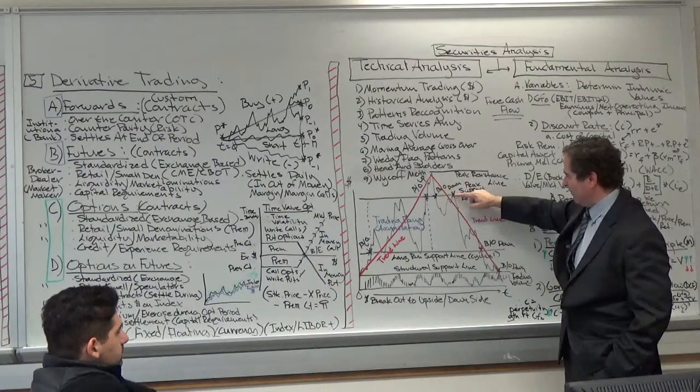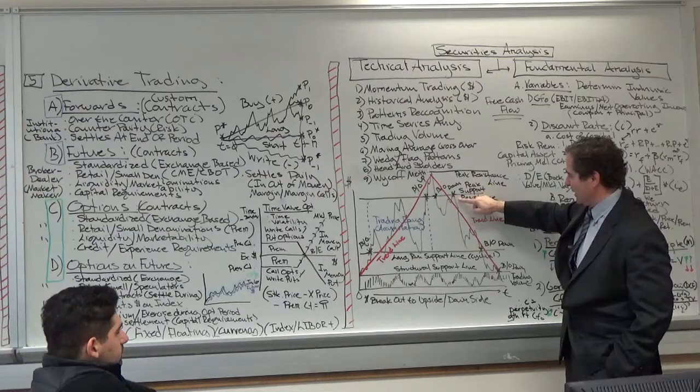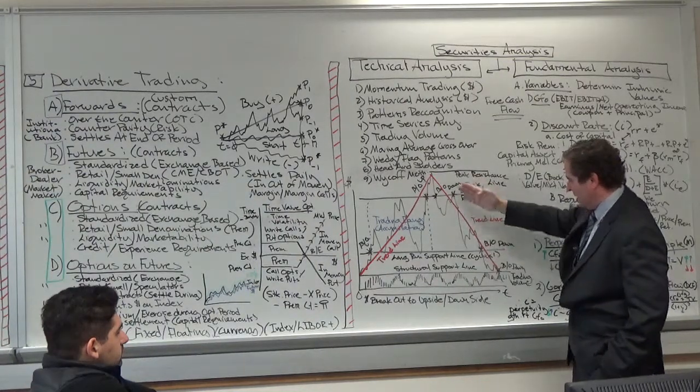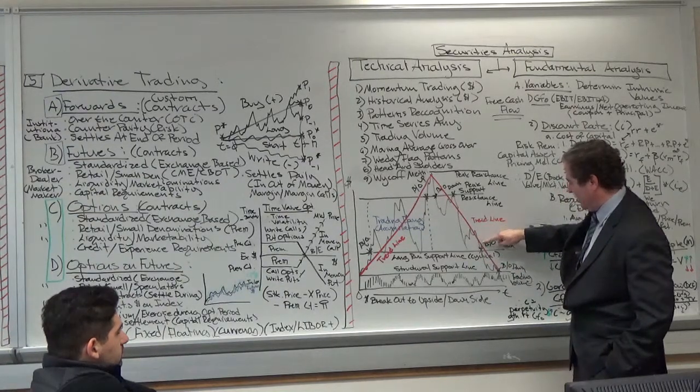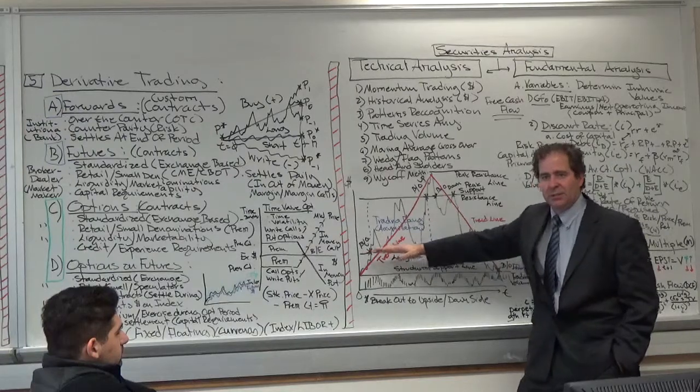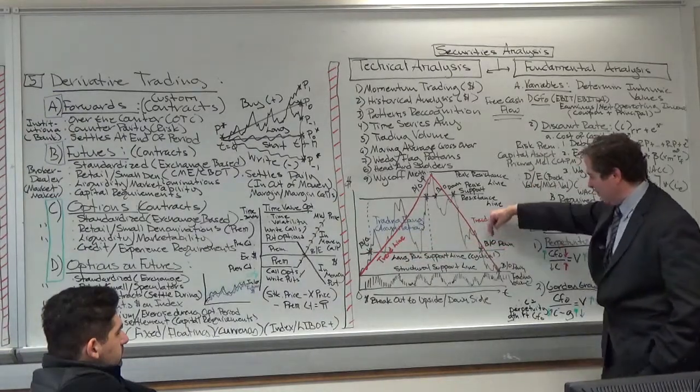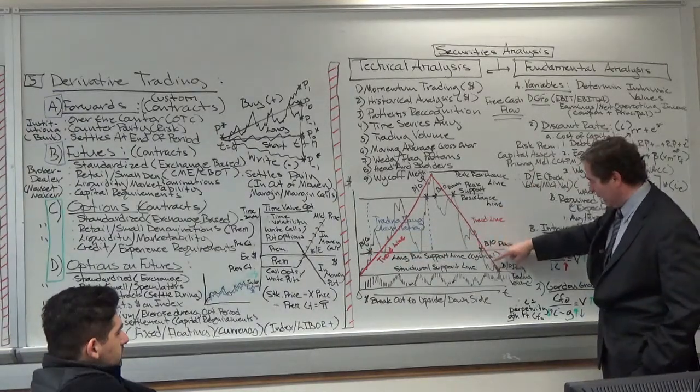It came back up. It tested it. And it looks like that becomes the resistance line. And then it moved down into a downward trend. It hit the support, moved up again, and then broke through the long-term support line, broke to the downside, and looked like it continued to go.